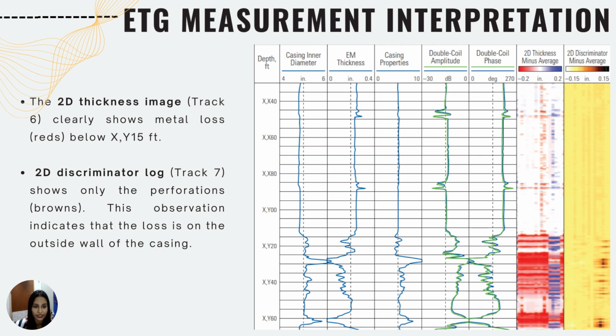And for the discriminated log of the 2D, we can actually spot that there are brown colors. So basically those brown colors indicate the perforation zones. So this observation indicates that there is a loss on the outside wall of the casing. Basically, this is some of the observation that can be obtained from our measurement based on this log.